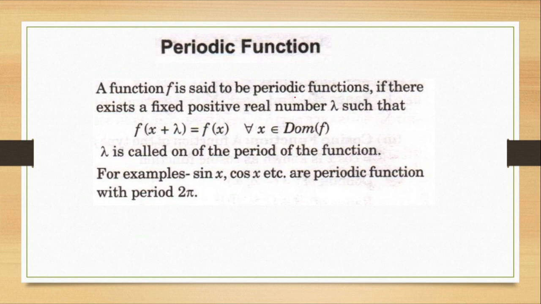A function f is said to be a periodic function if there exists a fixed positive real number lambda such that f of x plus lambda equal to f of x for all x belonging to the domain of f. Lambda is called the period of the function. For example, sin x, cos x, etc. are periodic functions with period 2 pi.